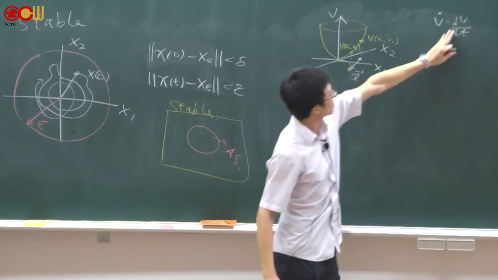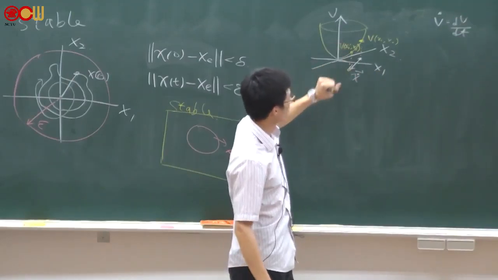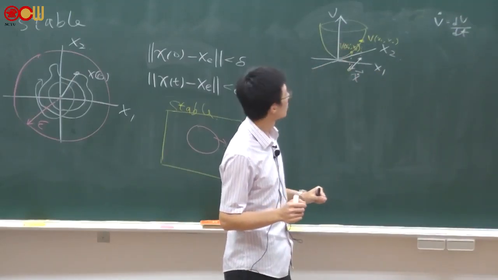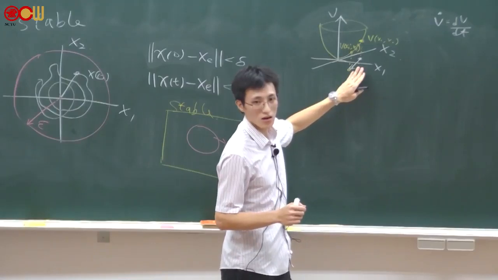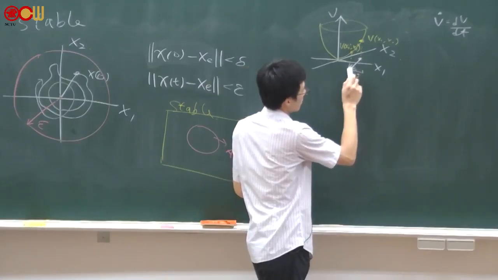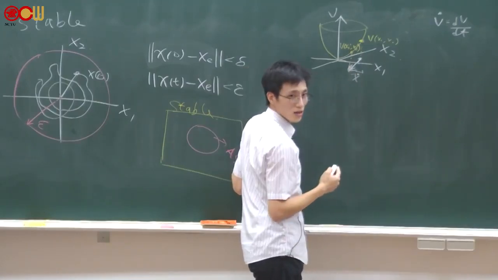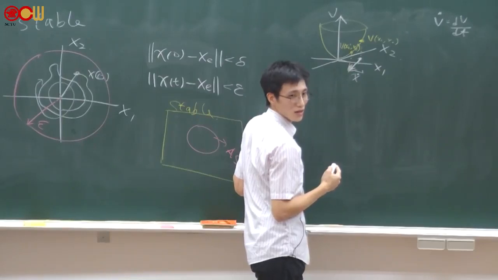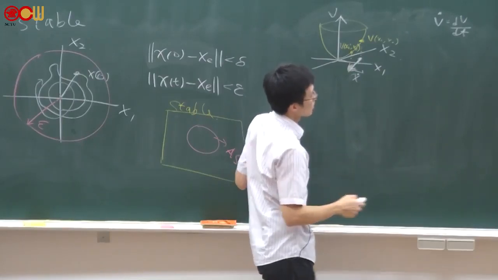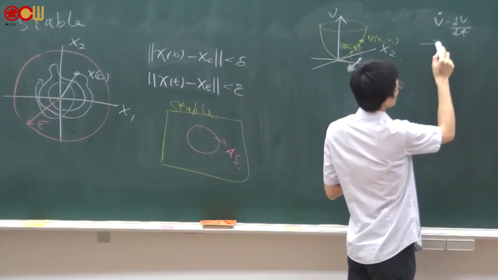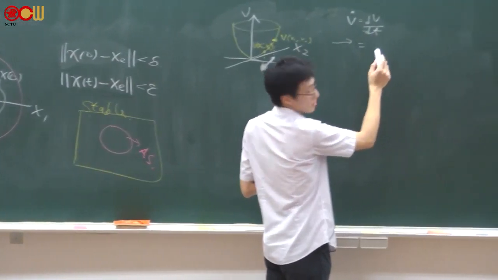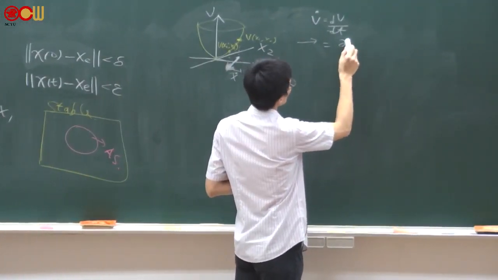So this only discusses the change of V with respect to time, but we have dynamics here. The role of this vector comes into play, right? It's the dynamics. So somehow you need to put dynamics into here, and that's where the chain rule comes into play.